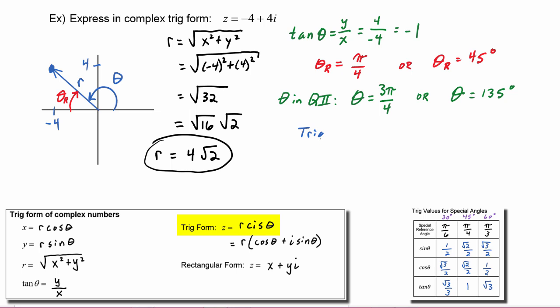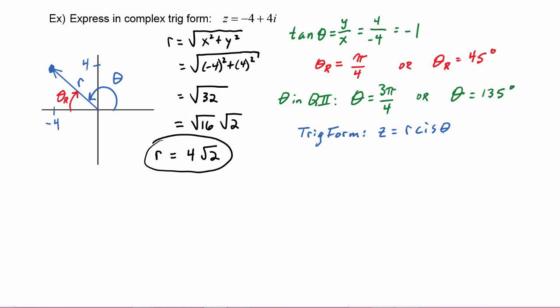Trig form means that z has to be expressed as r cis theta. So if we are in radians, then z will equal 4 radical 2 cis 3 pi over 4. If we are in degrees, then z will equal 4 radical 2 cis 135 degrees.